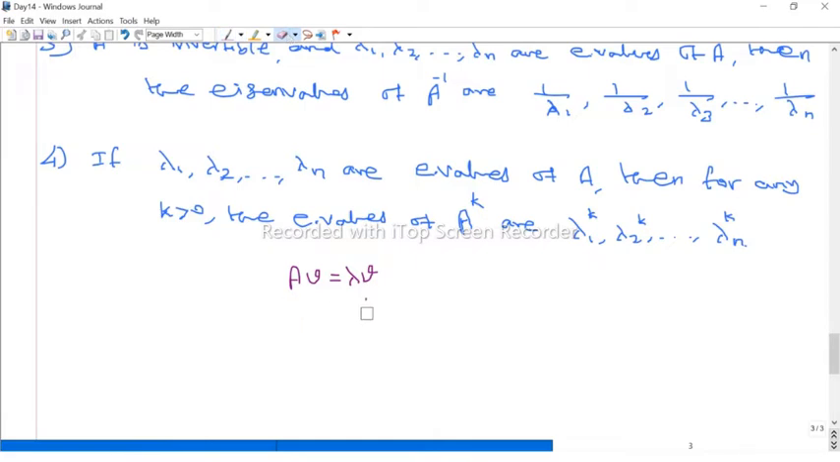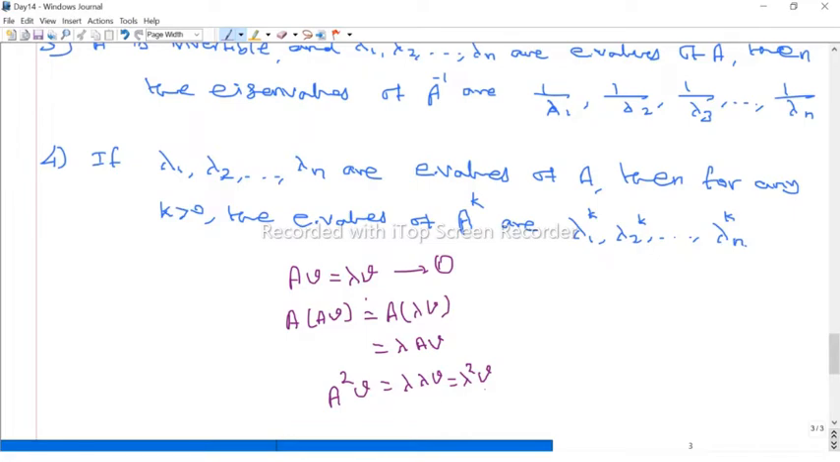Suppose I apply A to both sides, so what do you get? A into A, A square. So that is A of Av equal to A of lambda v. Now A is a linear transformation because it's a matrix, therefore we can take lambda outside, we get lambda Av. Call this equation number 1. Now we know that Av equals lambda v, therefore this is lambda into lambda v, lambda square v, and here A square v. Therefore A square v equals lambda square v, so lambda square is an eigenvalue of A square. Similarly, in general we can say A power k v equals lambda power k v. Therefore lambda power k is an eigenvalue of A power k.